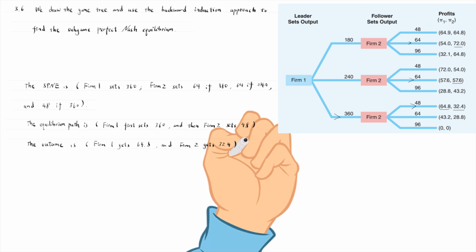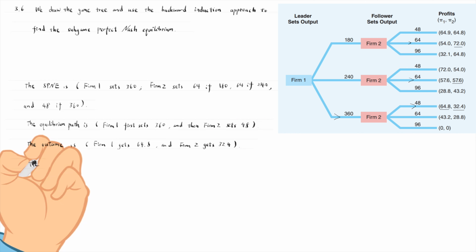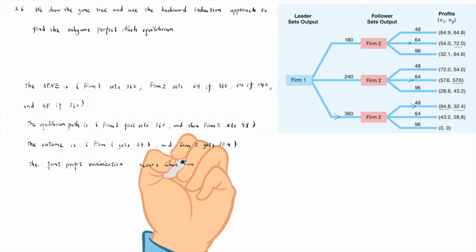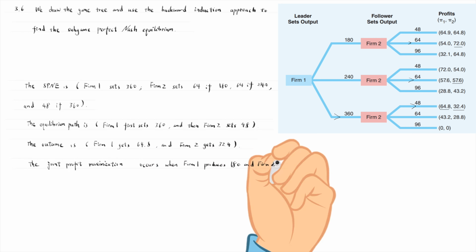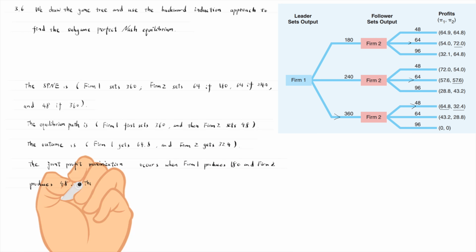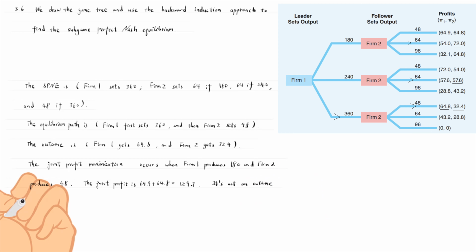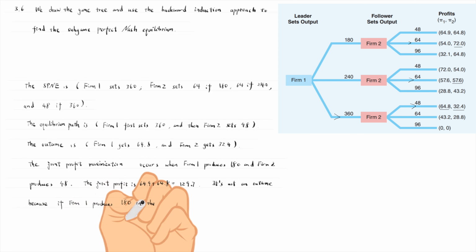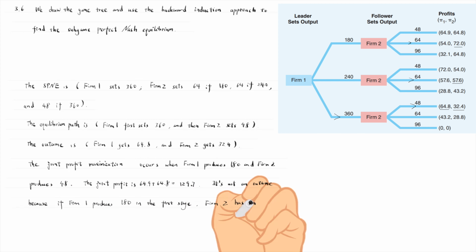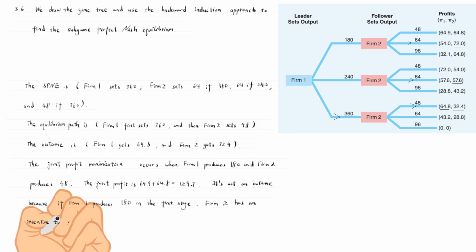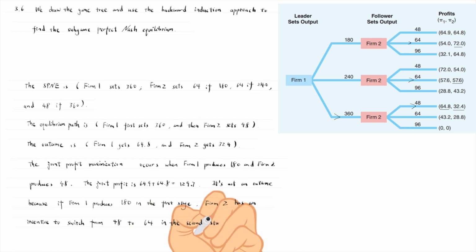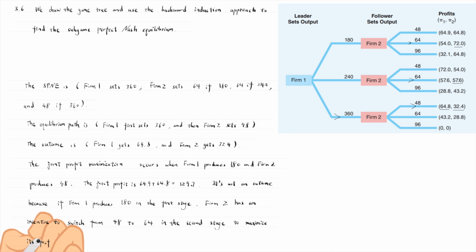The joint profit maximization occurs when Form 1 produces 180 and Form 2 produces 48. The joint profit would be 129.7. However, it is not an outcome of the game because if Form 1 produces 180 in the first stage, Form 2 has an incentive to switch from 48 to 64 in the second stage to maximize its profit.